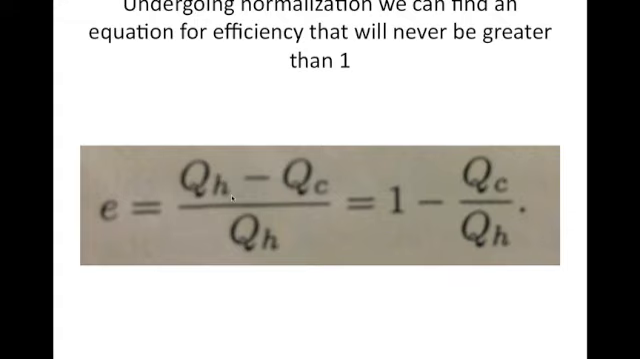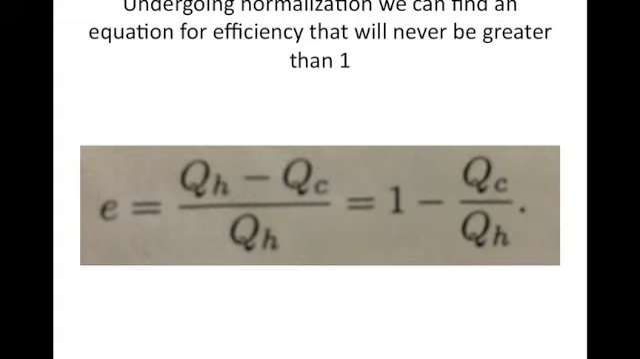So undergoing normalization under the first law of thermodynamics, we generate a new equation for our efficiency. And this is essentially more or less a normalization, so that we'll never get any efficiency that is greater than 1. So what we end up having is that E is equal to 1 minus QC over QH. So we're trying to get into what that ratio will most likely be, and that will ultimately lead us into the Carnot cycle.